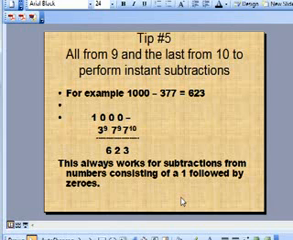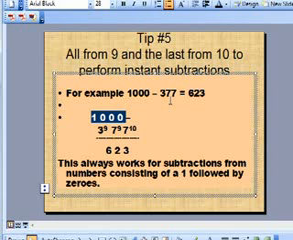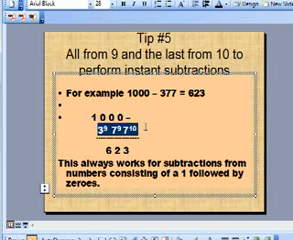Now another tip, number 5: all from 9 and last from 10 to perform instant subtractions. This always works for subtractions from numbers consisting of 1 followed by zeros. Take an example, 377, we have to subtract 377 from 1000. So what we are going to do here is all from 9 and last from 10. So I'm going to subtract 3 from 9, 7 from 9, and the last number from 10.